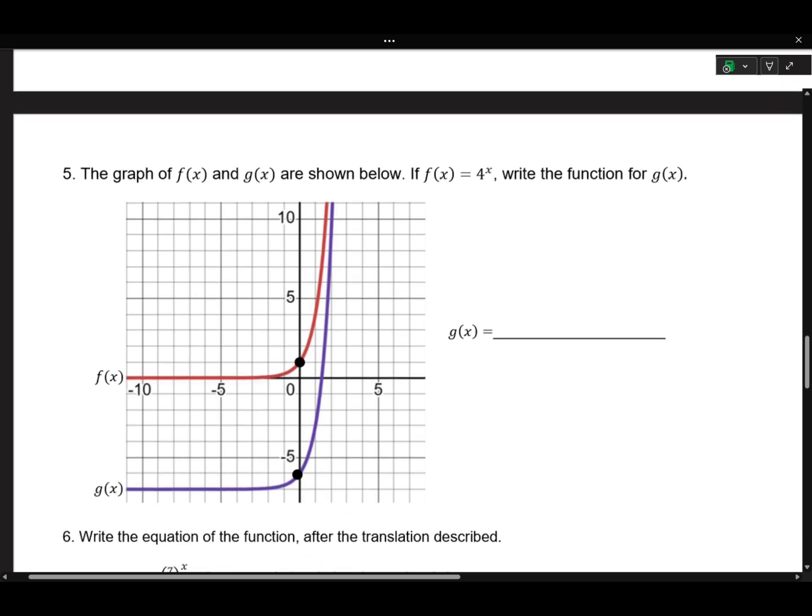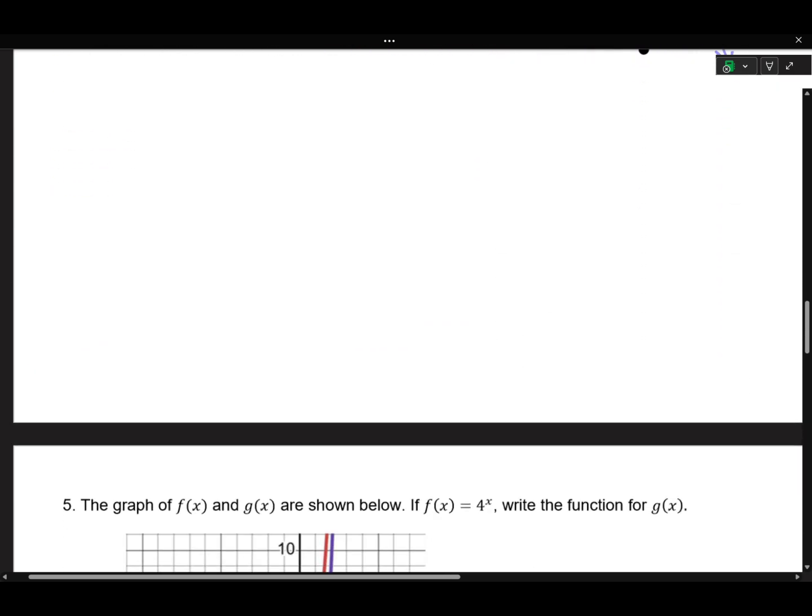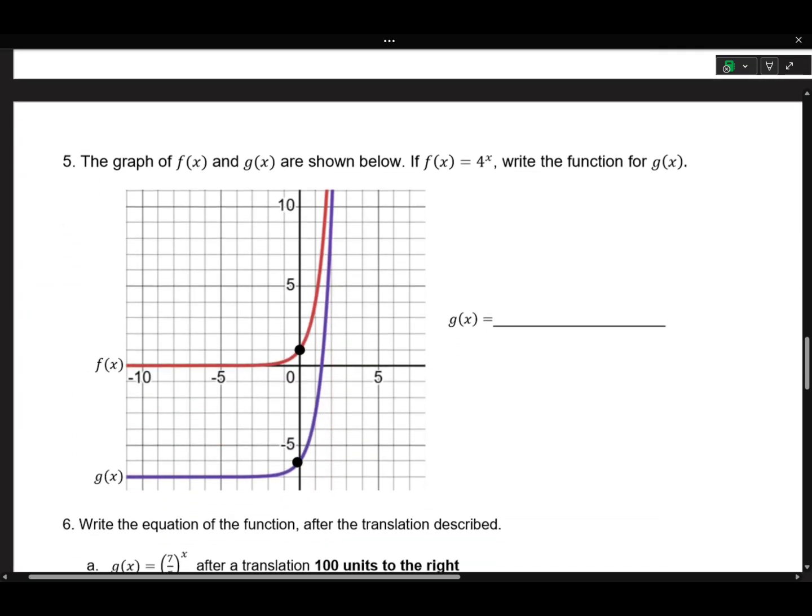Number 5 is similar to 4, except instead of drawing and moving the line, I want you to tell me what happened with the line. Now on your paper, it's black and gray, but I labeled the functions with f of x and g of x. So the graph of f of x and g of x are shown below. f of x is 4 to the power of x, so write the function g of x. What this tells me is we go from f to g. So the movement goes like this.